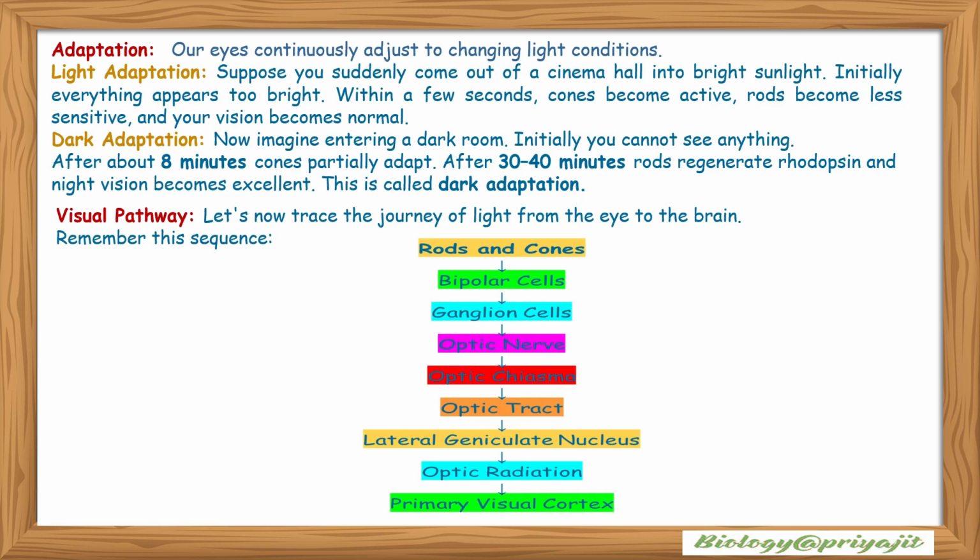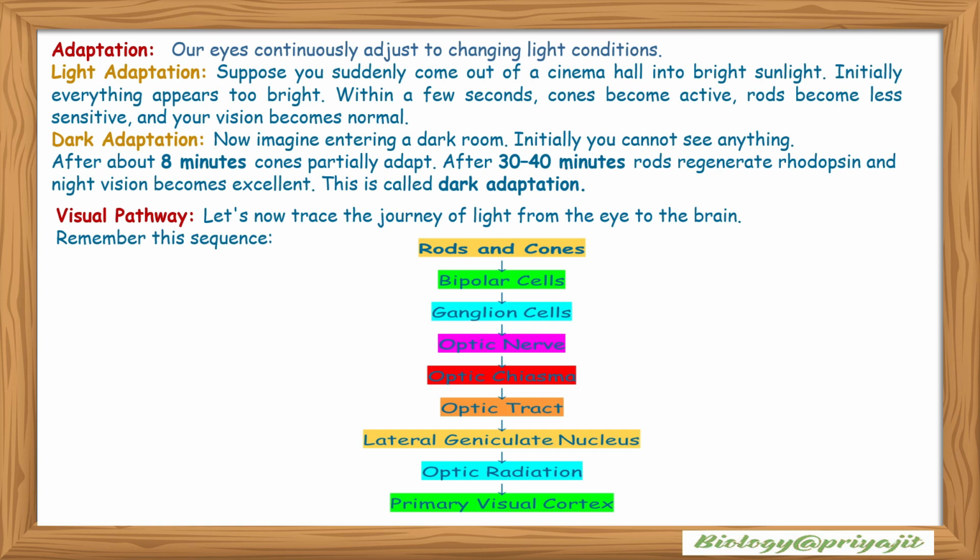Adaptation. Our eyes continuously adjust to changing light conditions. Light adaptation. Suppose you suddenly come out of a cinema hall into bright light. Initially everything appears too bright. Within a few seconds cones become active and rods become less sensitive and your vision becomes normal.